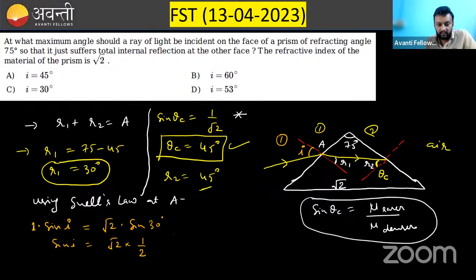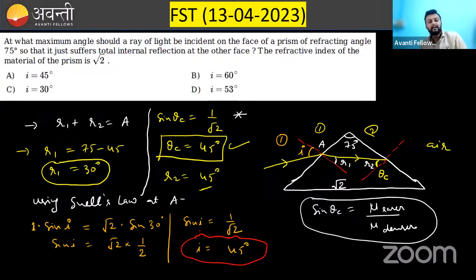So if you solve it, it will become sine I is equal to 1 by root 2. So I is equal to 45 degree. So what would be the angle? I should be 45 degree, which is option number A. This is again a very good question. However, not that lengthy, quite easy. If you know the formulas, you can solve this question very easily.